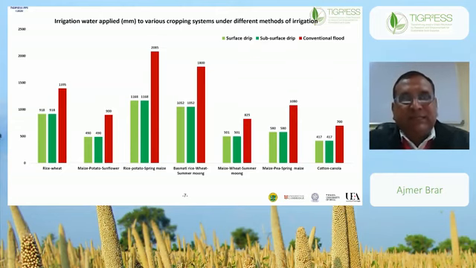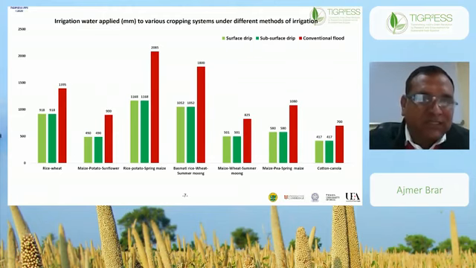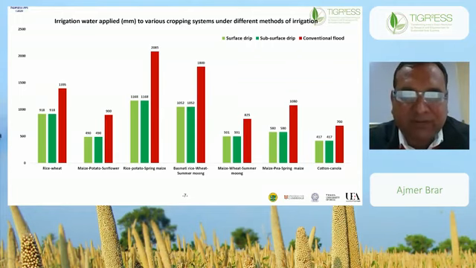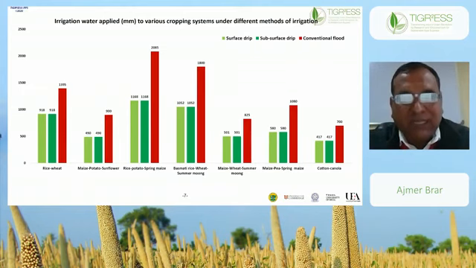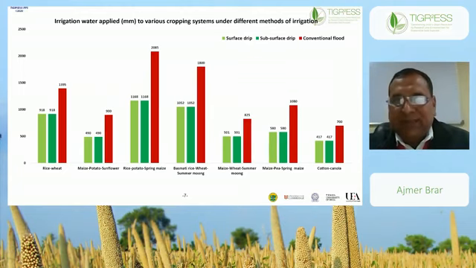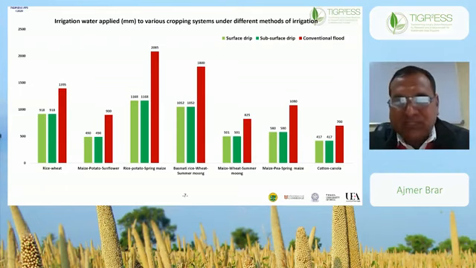If we see the irrigation water applied in these cropping systems under different methods, light green is the surface drip, dark green is the subsurface drip, and red is our traditional flood method. Though in the last slide rice, potato, spring maize yielded the highest, its water requirement is also the highest. But the last cropping system, cotton canola, saves 50% water compared to the flood rice wheat system. So it ranked first in water saving.